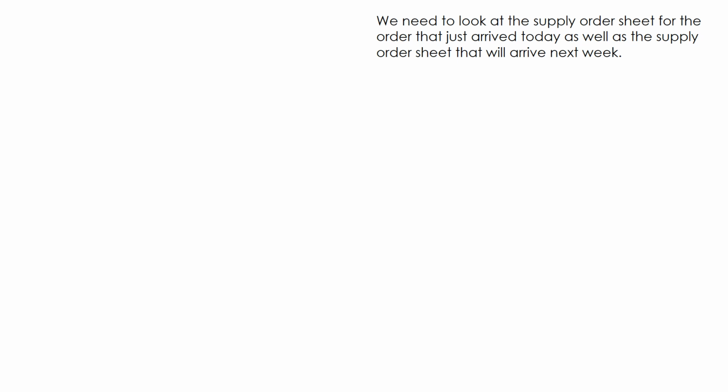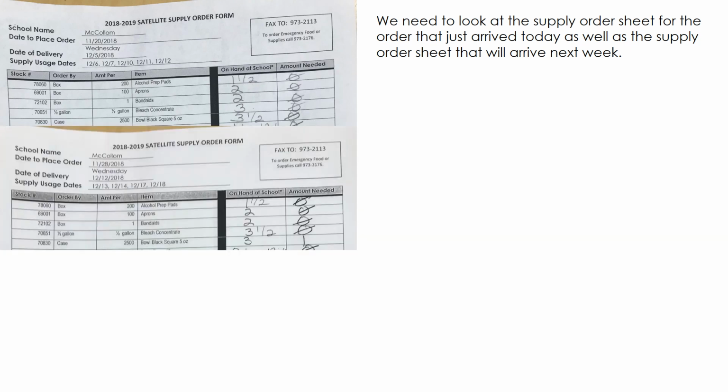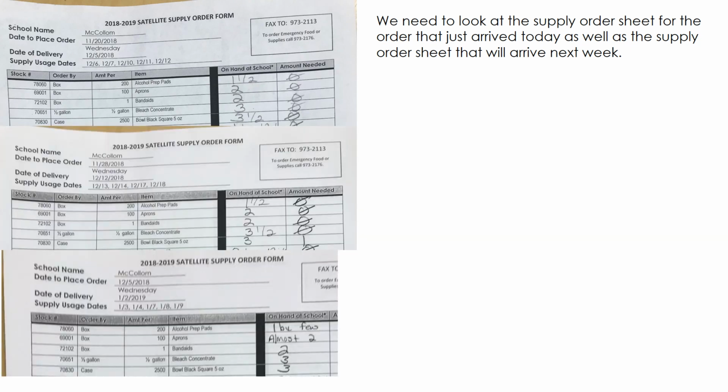We need to look at the supply order sheet for the order that just arrived today, as well as the order sheet that will arrive next week. To determine how many to order, we need to do some math. Let's look at how to order black bowls.